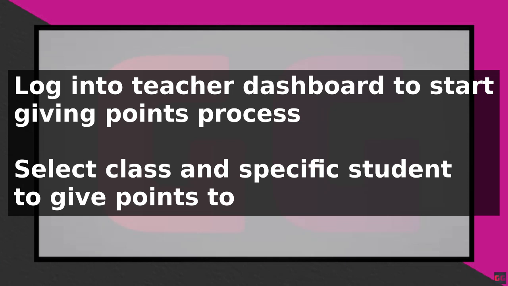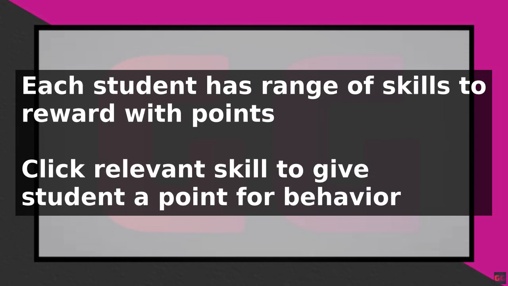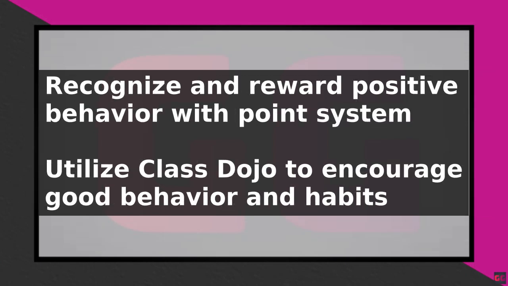From there, you can select the class and the specific student you want to give points to. Each student has a range of skills that can be rewarded, such as participating, showing persistence, or demonstrating teamwork. To give a point, simply click on the relevant skill, and the student will receive a +1 for that behavior. This process allows you to easily recognize and reward positive behavior in your students.